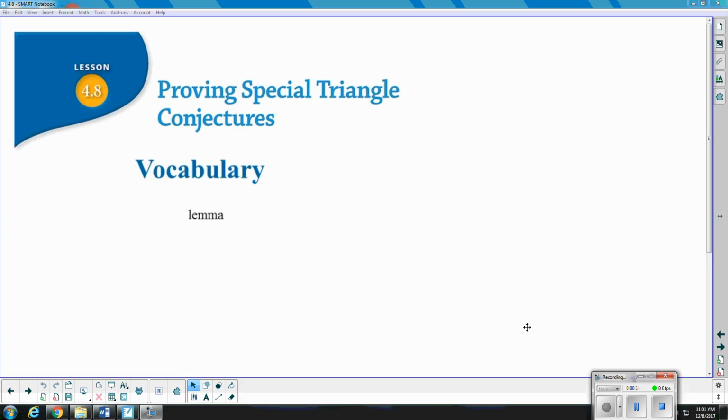So we've worked with theorems and we've worked with conjectures, but now we have this new vocab term. It's called a lemma. And this vocab term is very similar to conjecture and to a theorem, but it's not really that important. It's kind of a stepping stone. So it's not important enough to get its own name. Like we have the vertical lines conjecture or the parallel lines conjectures about angles and stuff, but this lemma is a helping theorem.